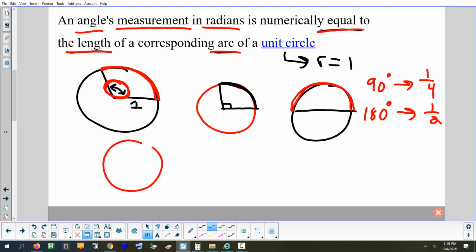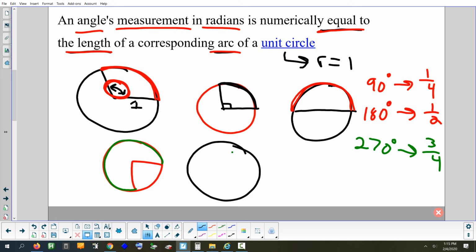What if I had something like this? 270. That's 270. And how much of the circle does that take up? Three quarters. Okay, now this is the important part. Let's pretend that my arc isn't a quarter circle, or a half circle, or even three quarters. Let's pretend the arc is so big, it now takes up the whole circle.